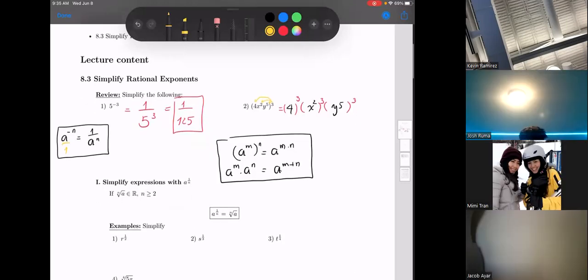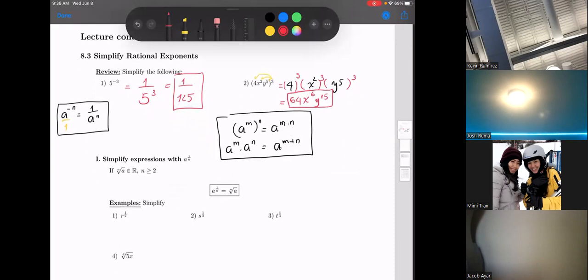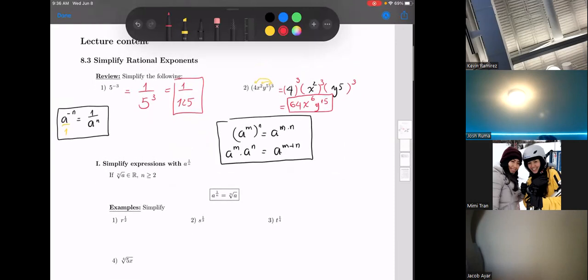Four cubed is 64, right? X squared cubed is, yeah, x to the 6. No, not x to the 5th. You want to multiply the exponents, so x to the 6 and then y to the 15. Okay, that's something that I want you to be aware of.